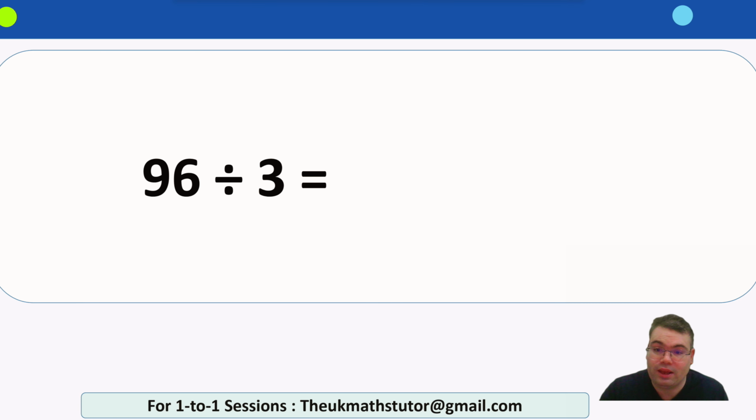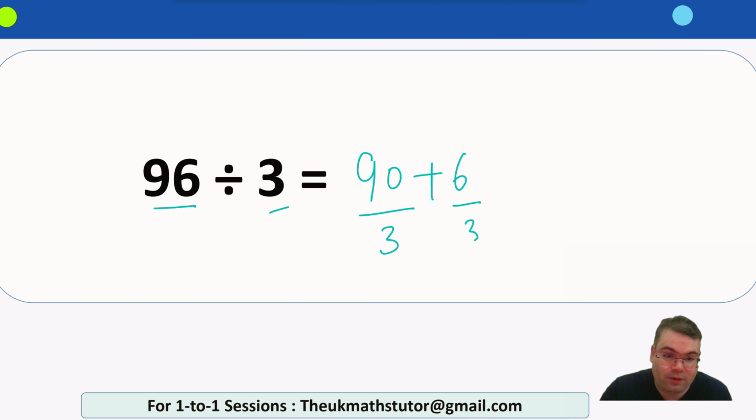First of all, here we can see 96. Let's break or partition it into easy numbers. For example, can we write it as 90 plus 6, right? Why have I written 90? Because 90 is divisible by 3 and 6 is also divisible by 3. Now let's divide them separately. So 90 divided by 3 and 6 divided by 3.